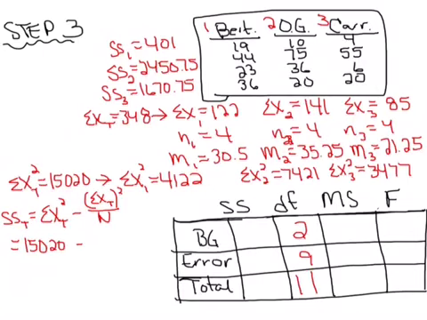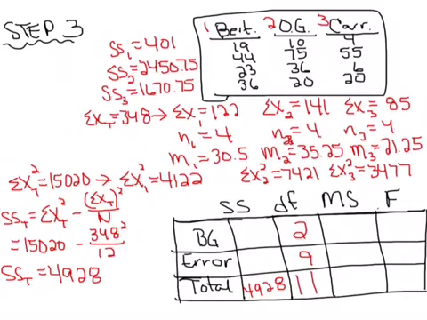So if we get this, we know this first portion is 15,020 minus the sum of x total, which is 348, squared divided by, remember, we have 4 in each group. We add all those up, we should get 12. If we calculate our sums of squares total, you should get 4,928. And now we can just plug that in. Bam, we've got our sums of squares total.